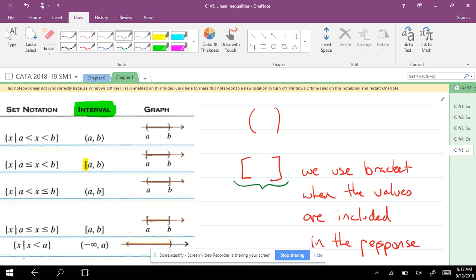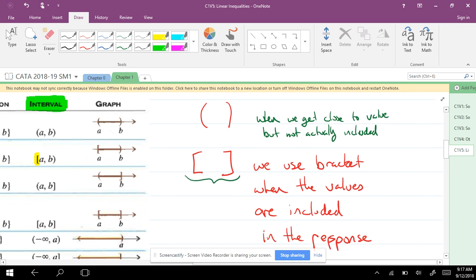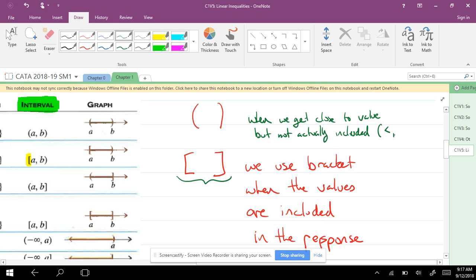Up here with parentheses, we use parentheses when we get close to the value, but not actually included. And that would be dealing with just our less than or greater than symbols. Brackets when it's less than or equal to, or greater than or equal to. Parentheses when we're dealing with less than or greater than.